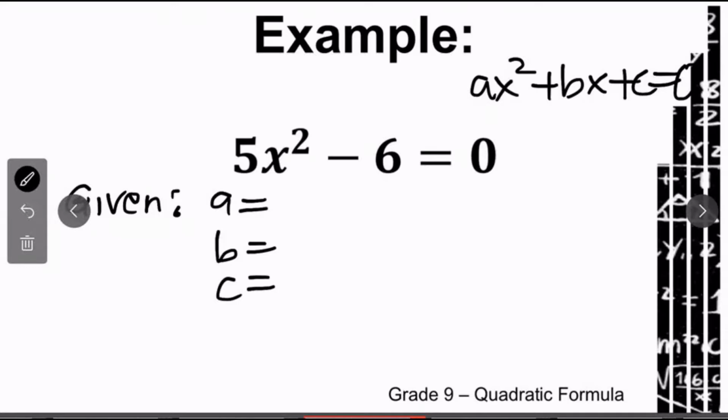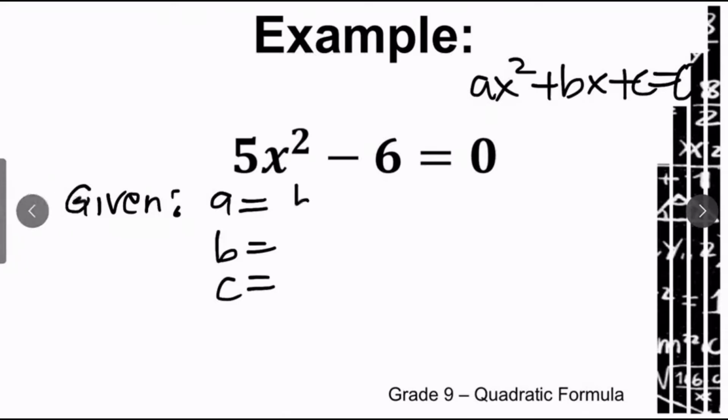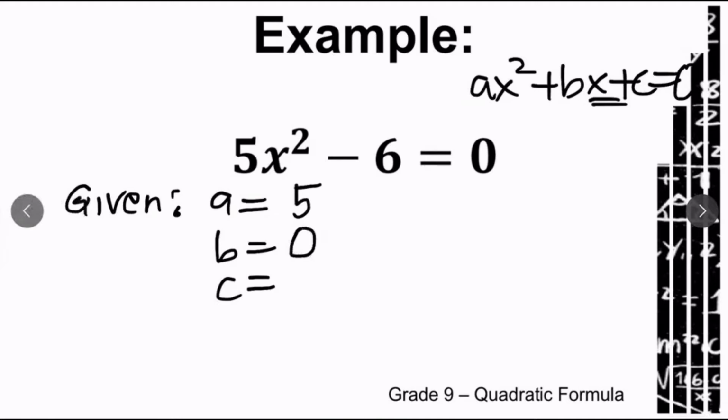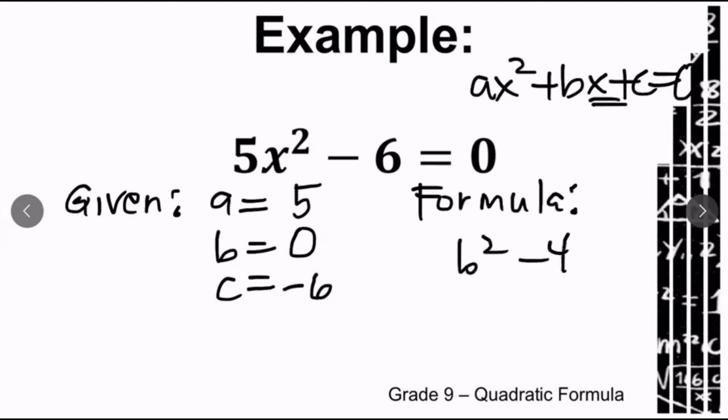So for our letter A, ano kaya yung value natin? Okay, so we have number 5. How about our b? In our given equation, since wala tayong x in our given quadratic equation, automatically kung wala siya, 0 na agad yon. So kung wala siya, automatically it is represented with 0 value. And for letter C, we have negative 6. And our formula, let us just write it down. So our formula is b squared minus 4ac.